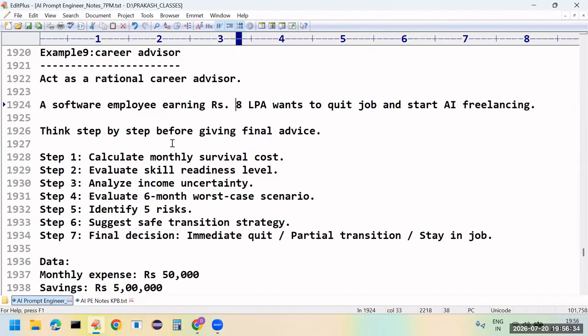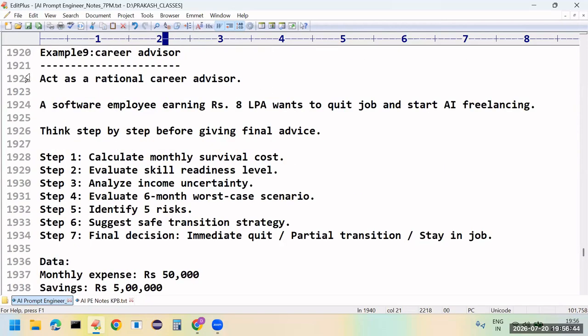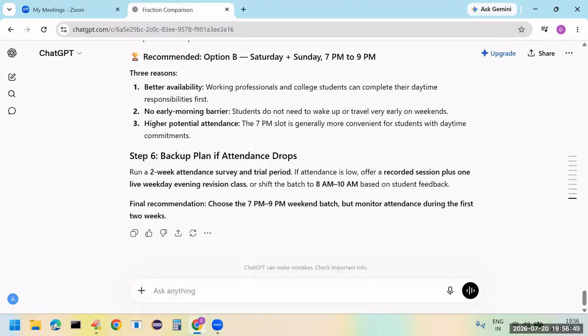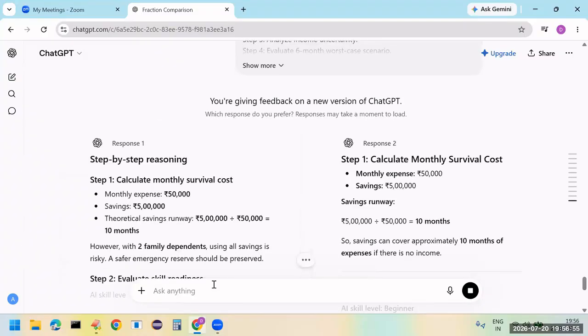Sir, some data also they have. Monthly expenses 50,000, savings 5 lakhs, AI skill level beginner, family dependence 2 months. Now just run this and check whether my ChatGPT is giving a good suggestion or not. Now it will act like a career advisor.